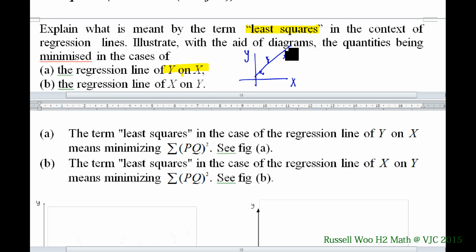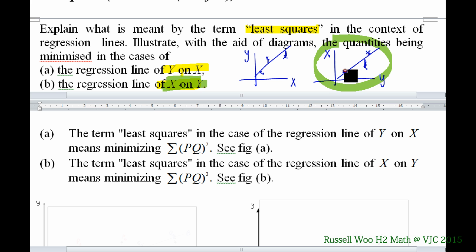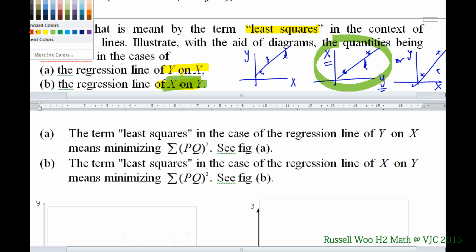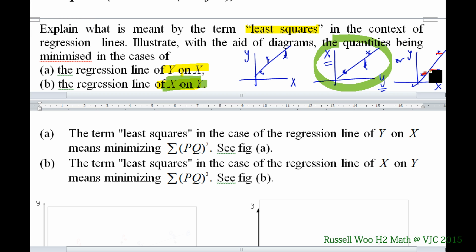Don't copy it. If you want to talk about x or y, there are two ways to look at it. There are two ways to look at it. You could have said this is x, this is y, and then you minimize this distance, still this distance because I swapped the quantities. Or you could have said this is y, this is x. You are actually minimizing these squares, PQ squares. Follow what I'm saying? So there are two ways to look at it.